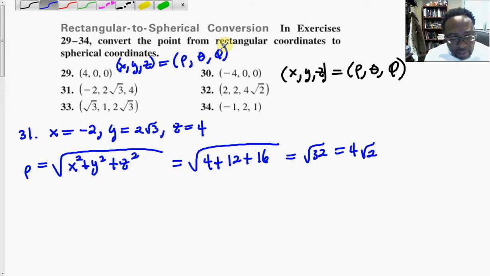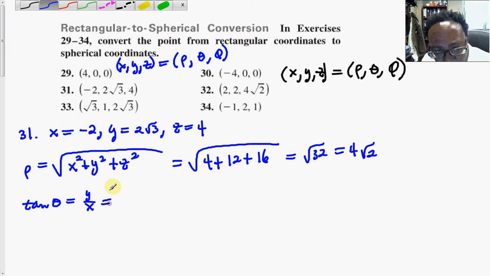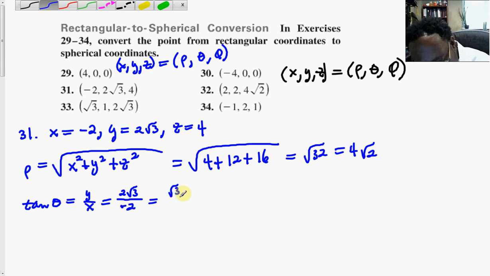So secondly, let's find theta. To find theta, we use tan theta, which is equal to y over x. Well, y is equal to 2 times the square root of 3, and x is equal to -2. We can simplify that. This is the square root of 3 over -1. I want to leave it like that so you can see where the negative and the positive would come from.